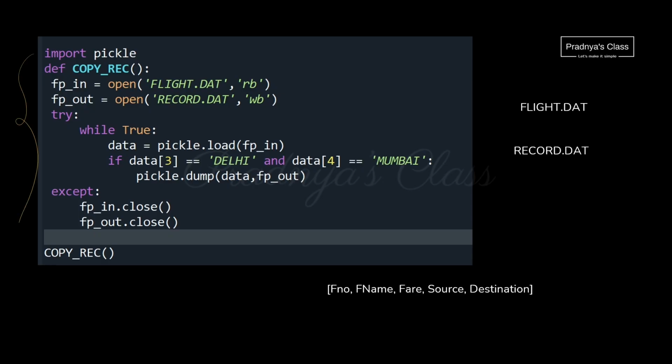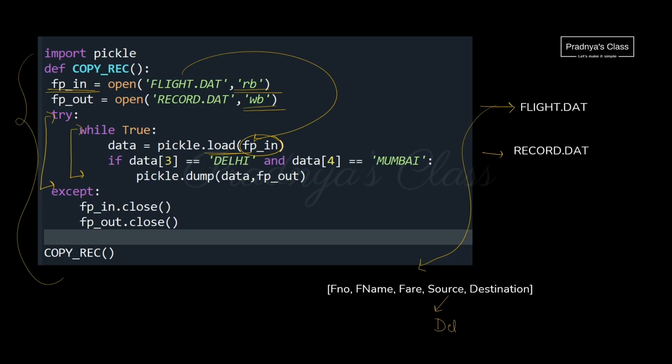Here is the code. We are working on two files. Let's open flight binary file in the RB mode and record in the WB mode. Here is our try except block. Using infinite while loop, we will be loading the content from the flight file using the file pointer fin. Look at the structure of the file. According to the instruction, source should be Delhi and the destination should be Mumbai. Source is at the index 3 and the destination is at index 4.